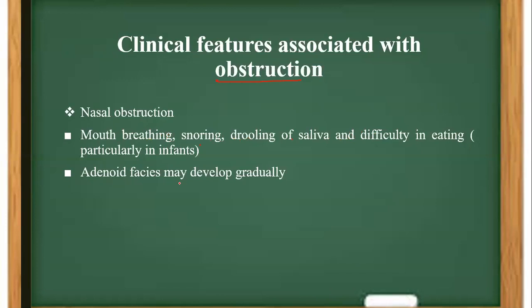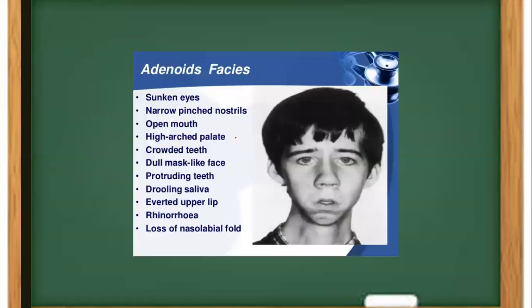Adenoid facies may develop gradually. So this is adenoid facies. The children may show a typical sign associated with the condition, called adenoid facies. In this picture you can see sunken eyes; eyes will be sunken. Narrow pinched nostrils. Then open mouth; the mouth will be open. And sometimes a high arched palate; the palate will be high arched in nature.